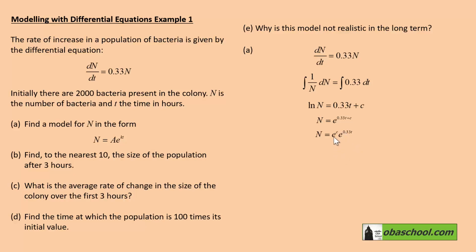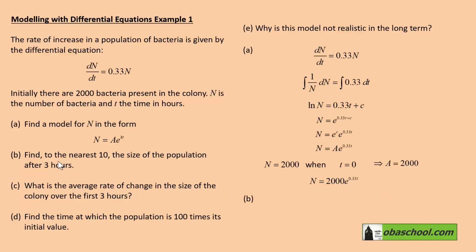Now, this is a step that I might shortcut in future examples, but e^c itself is a constant, and so we could just call it a. We know that n is 2000 when t is 0, and that means that a is 2000 because, of course, e to the 0 is just 1. So we have that n = 2000e^(0.33t).